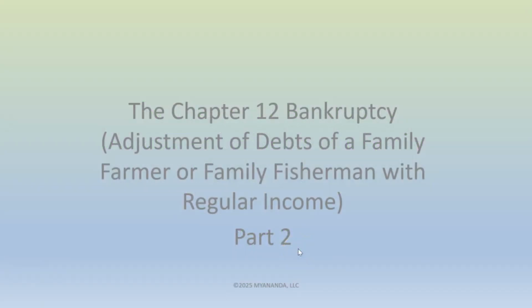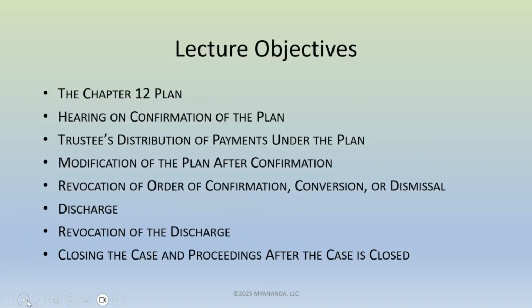Okay, now we're on part 2 of the Chapter 12 Bankruptcy. Under the code, this is for adjustment of debts of a family farmer or family fisherman with regular income. So this will be part 2. What we're covering is on this page. We're going to look at the Chapter 12 plan, the hearing, trustee's distribution of payments under the plan, modification of the plan after confirmation, revocation of order of confirmation, conversion or dismissal, discharge, revocation of the discharge, closing the case, and proceedings after the case is closed.